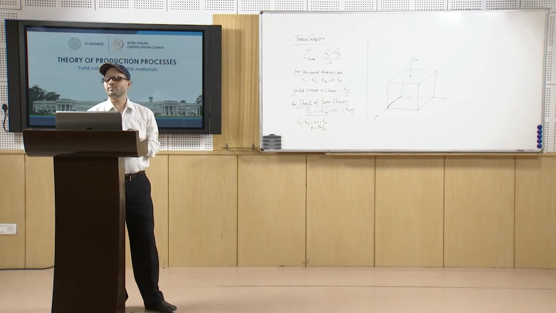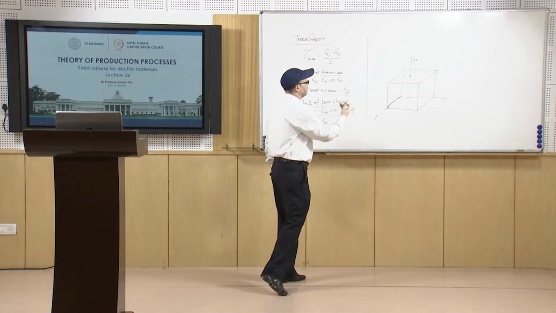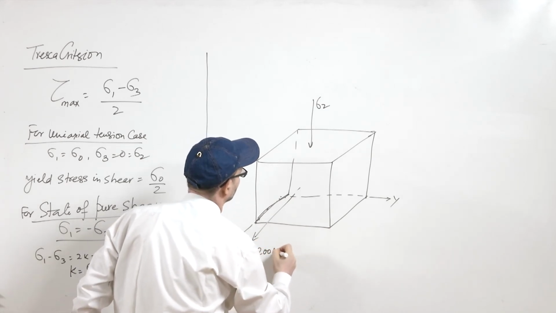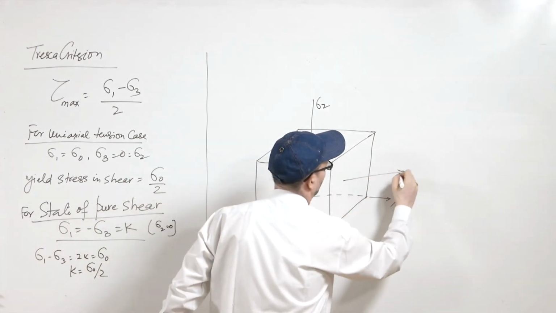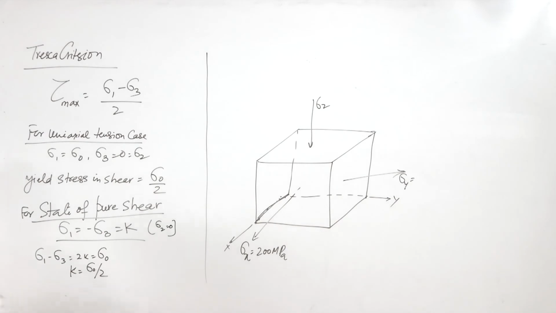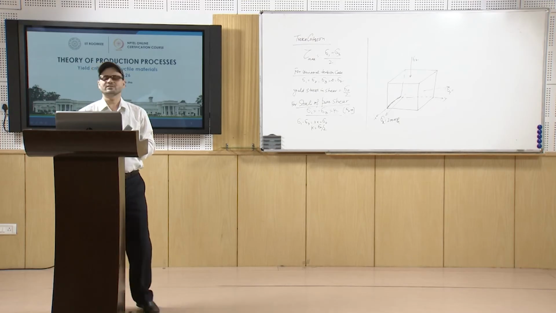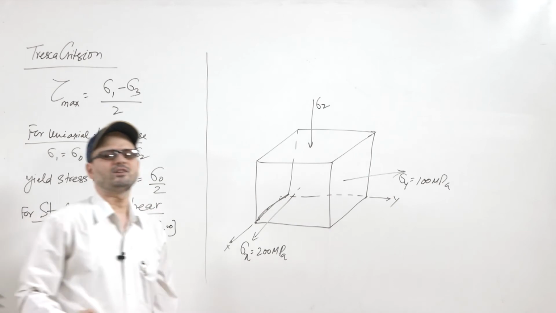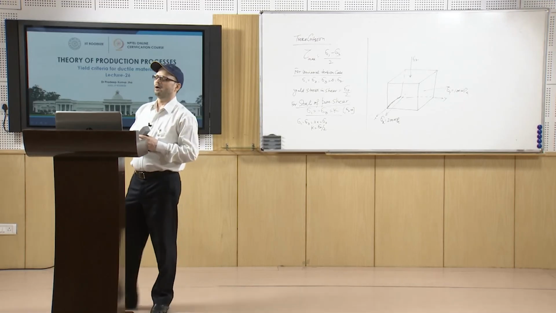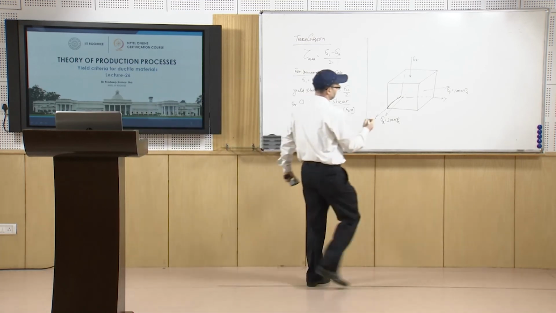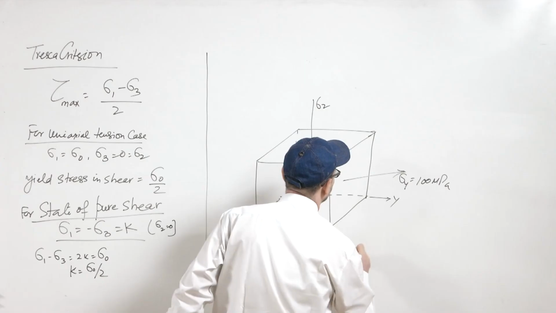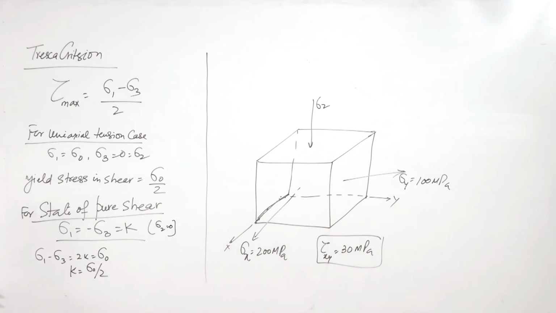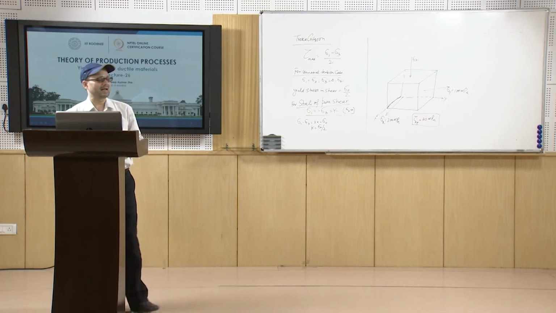Sigma x is given as 200 megapascal. Similarly, sigma y has been given as suppose 100 megapascal, and then you have also been given tau xy. Suppose tau xy is given as 30 megapascal. So suppose these are the values which are given to you, and you are told to find whether it will yield or not.